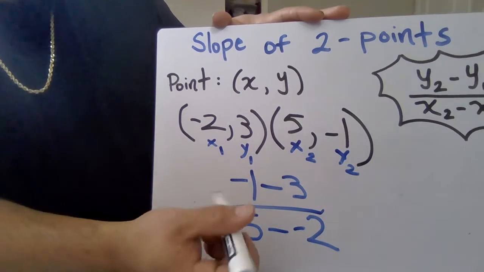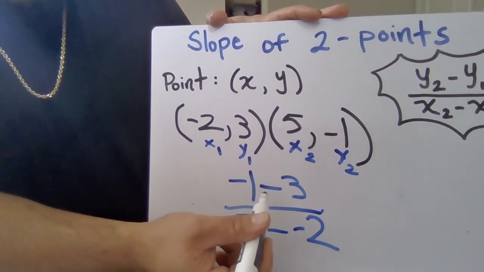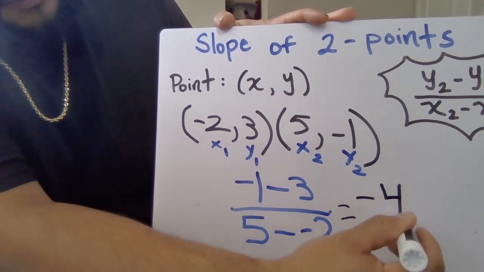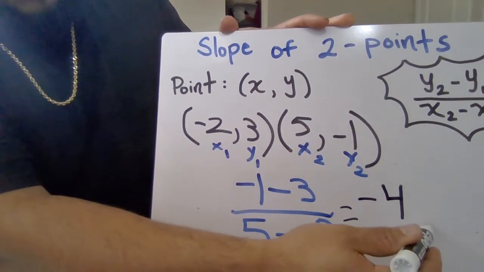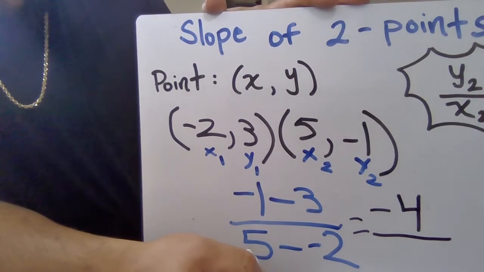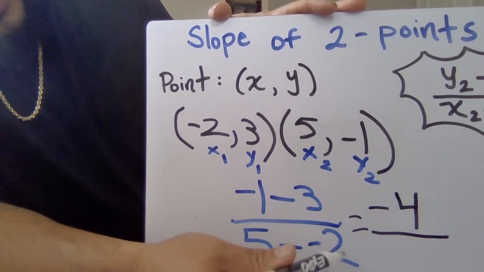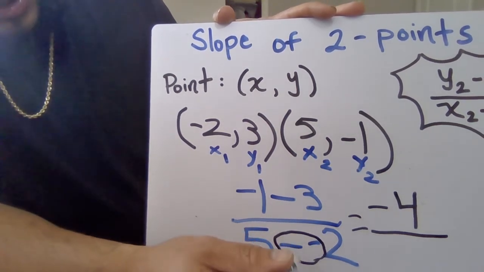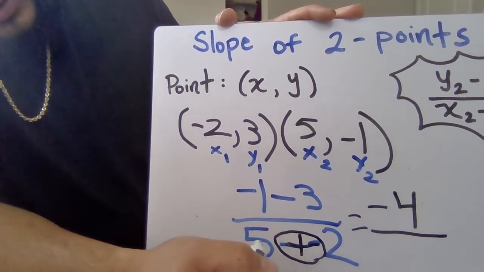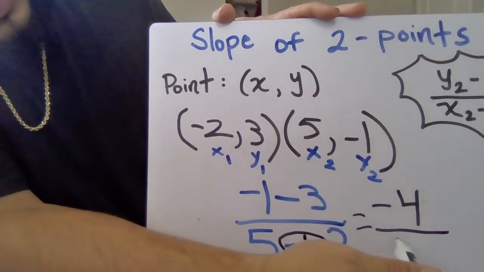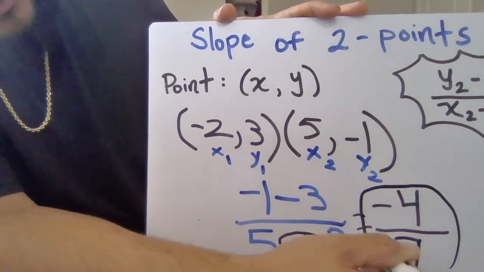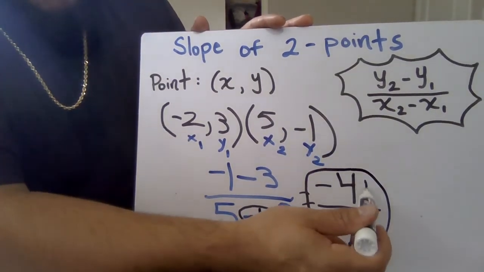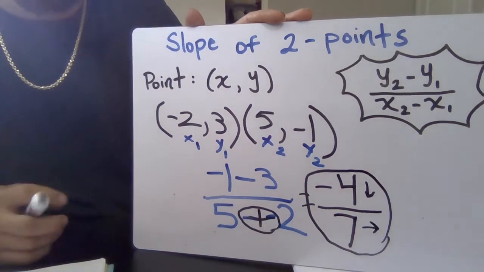Now I can just solve -1 minus 3. That's going to continue the negative motion to a -4. Over a 5 minus a -2. Well, a minus and a negative next to each other will turn into a plus. So 5 plus 2 is 7. So -4/7 would be our slope of this one. So down 4, right 7 is our slope.